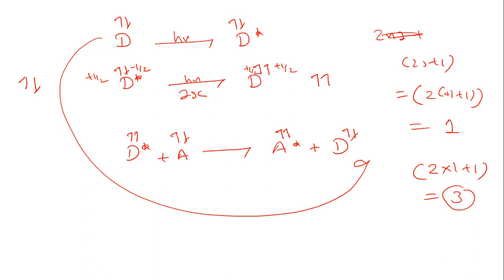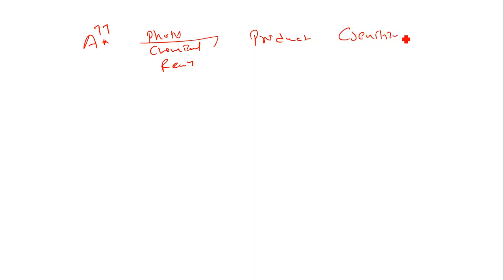Now suppose this acceptor molecule has a triplet excited state. Via photochemical reactions, it converts these things into the product. This is known as sensitization.